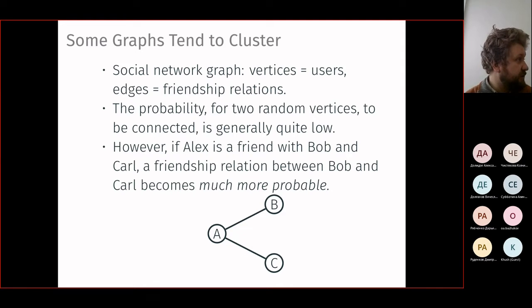But if you just take a random graph, it will not show such behavior. It will not capture it because B and C will just be independent. So the probability for B and C will still be the same, and it will be very small because in a social network the general probability for two vertices to be connected is very low. It's a sparse graph. But for this situation, the probability will rise, and this is exactly captured by the clustering coefficient.